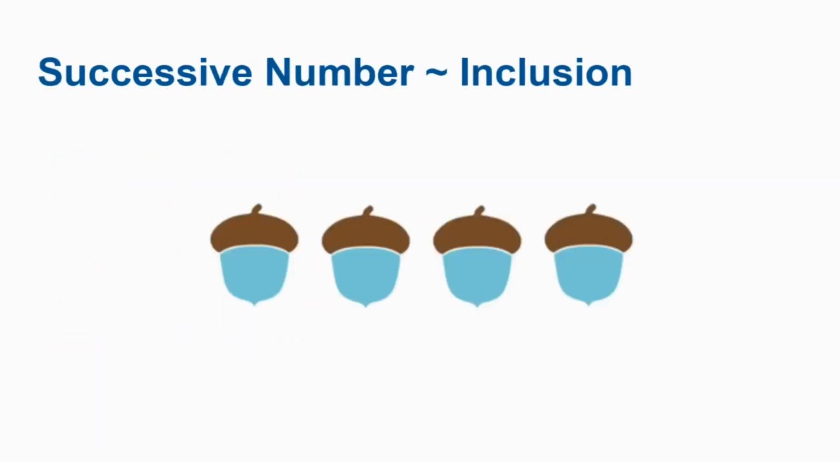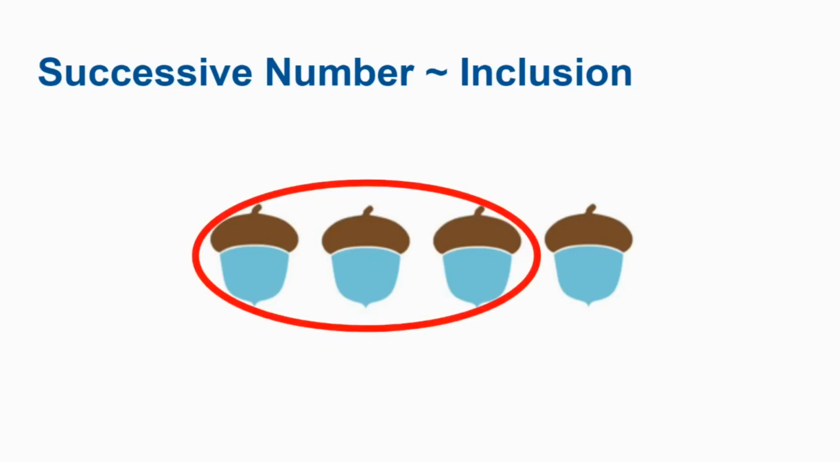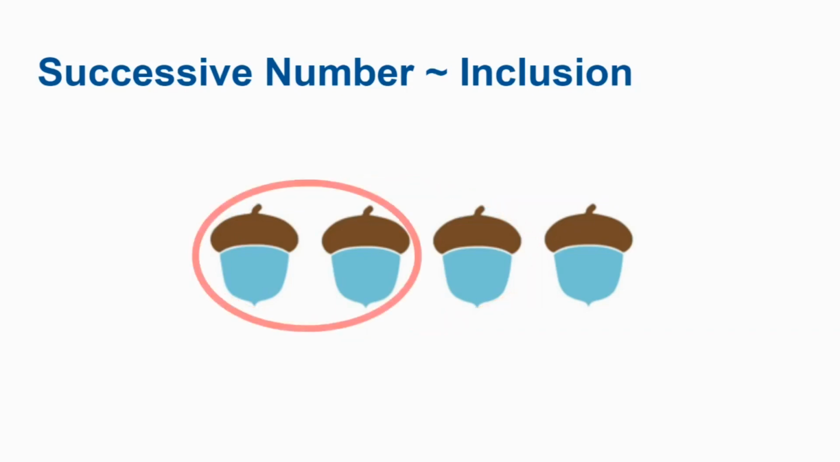Naming the next successive number when an object is added to a set is based on the idea of inclusion. Inclusion is the understanding that numbers build by exactly one each time, and that they nest within each other by this amount. For example, a set of 3 objects is nested within a set of 4 objects. There is also a set of 2 objects and a set of 1 object within the 4 objects.